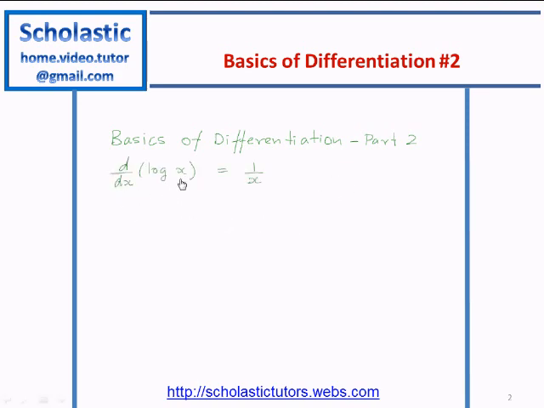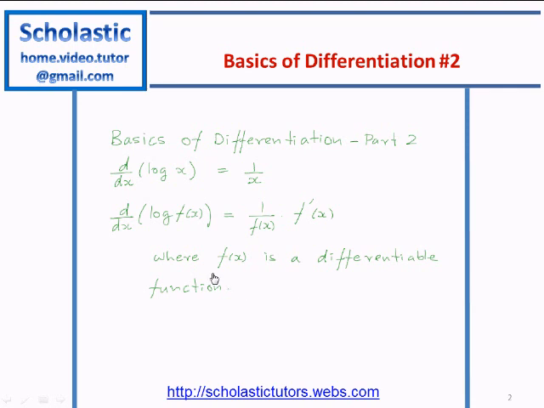Let's look at this function log x. When you differentiate log x with respect to x, you will get 1 over x. And also, instead of log x, we replace x with a function of x, f(x). Then differentiate log f(x) with respect to x. You get 1 over f(x) times f dash x. It will be 1 over f(x) times the differential of that function. Here we need to know that the function f(x) is a differentiable function with respect to x.